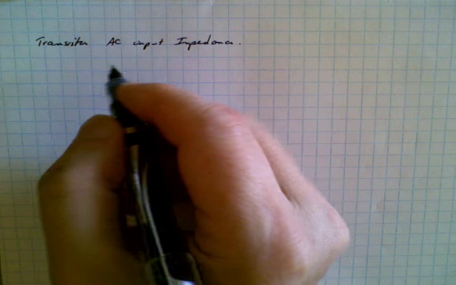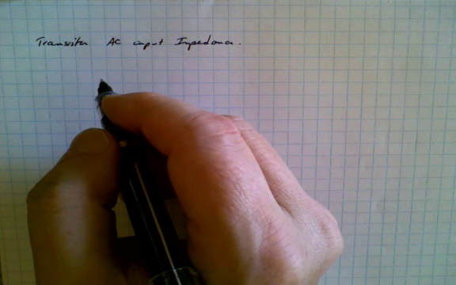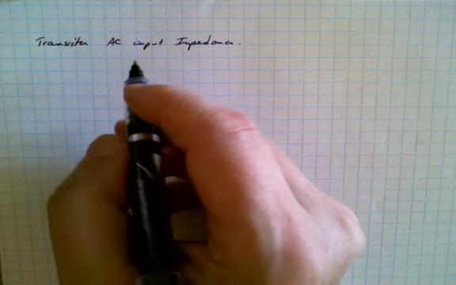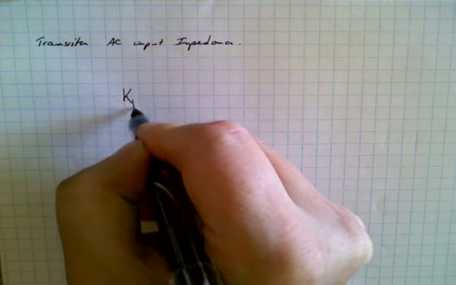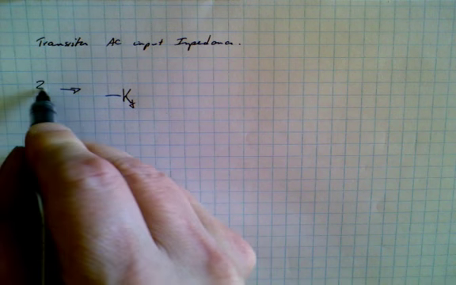Now let's take a moment and look at transistor AC input impedance. Now you remember that we looked briefly a while ago at the transistor DC impedance. And most of the time we can ignore the DC impedance. Remember what that was? That's the impedance that we see looking into here, Z in.